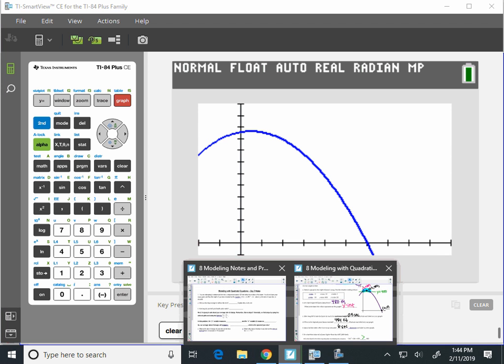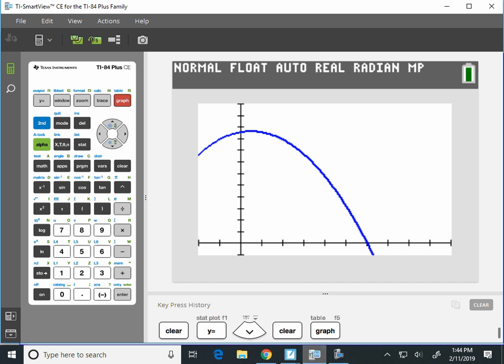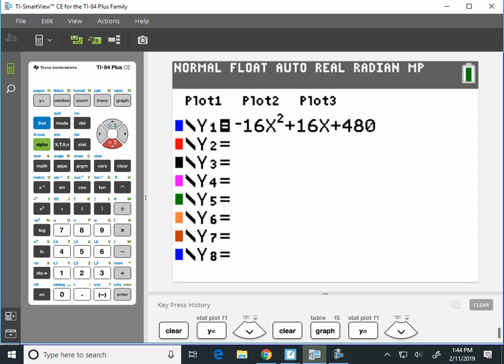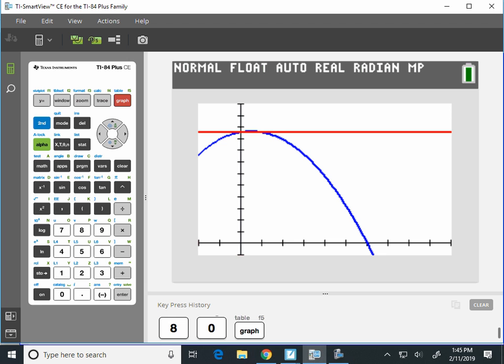Maybe. What did I draw on here? I drew a line at 480, right? Maybe we should graph that line on our calculator. Because when I graph y equals 480 on my second line, it'll graph it and I can find the point of intersection right here. It's a little hard to see, but I want that right intersection point.